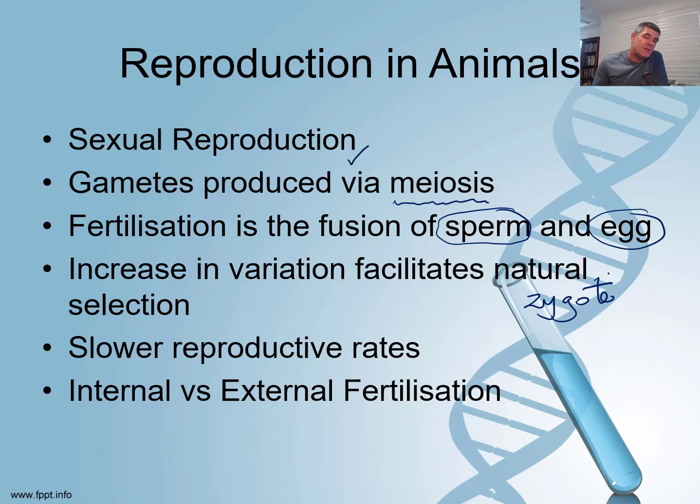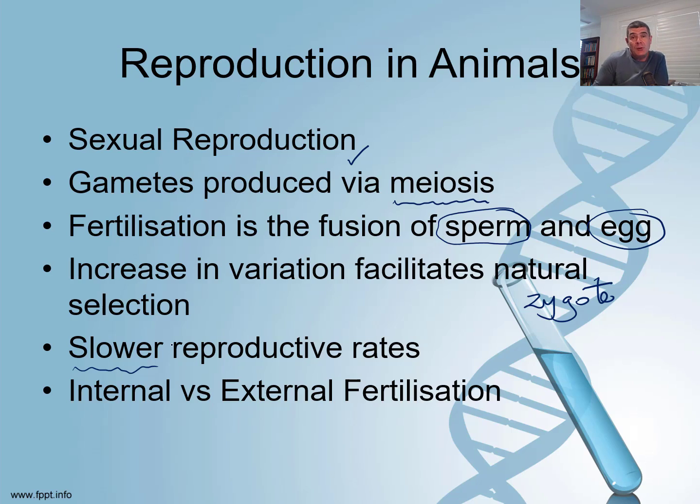One consequence of sexual reproduction over asexual reproduction is slower reproductive rates. So when we talked about asexual reproduction, things like bacteria can reproduce generations every 20 minutes or so. That is obviously a much slower process for organisms that reproduce sexually.